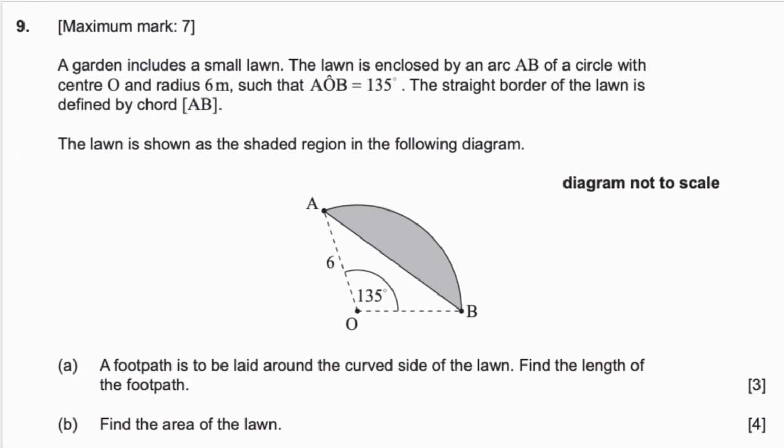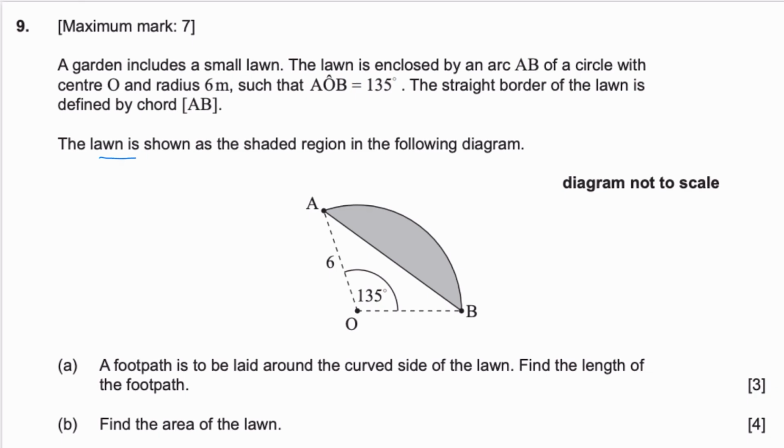Question number 9, I can already tell, is some type of area of a sector and possibly arc length type of problem. A garden includes a small lawn. The lawn is enclosed by an arc AB of a circle with center O and radius 6 meters, such that angle AOB is 135 degrees. The straight border of the lawn is defined by chord AB. The lawn is shown as the shaded region in the following diagram. A footpath is to be laid around the curved side of the lawn. Find the length of the footpath.